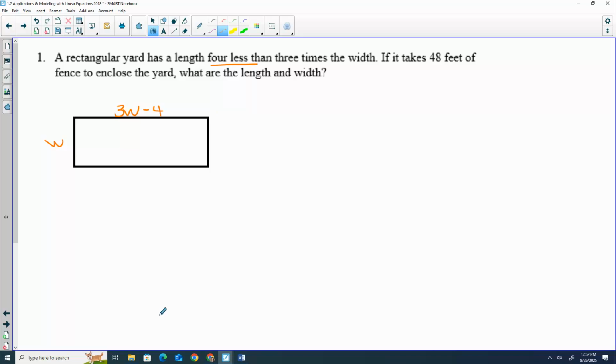Here's the second time I saw a mistake. First of all, make sure those sides are labeled in your rectangle. It talks about the perimeter. And I saw a lot of people that just wrote this. And what's wrong with that? We have 4 sides. We have 2 of these and 2 of these. So 6W minus 8 plus 2W equals 48.